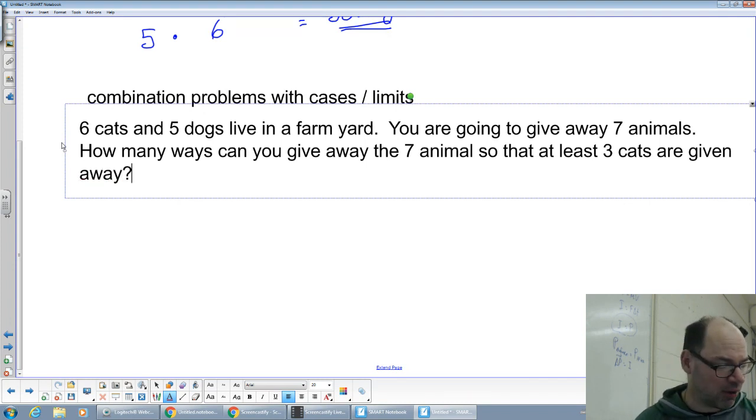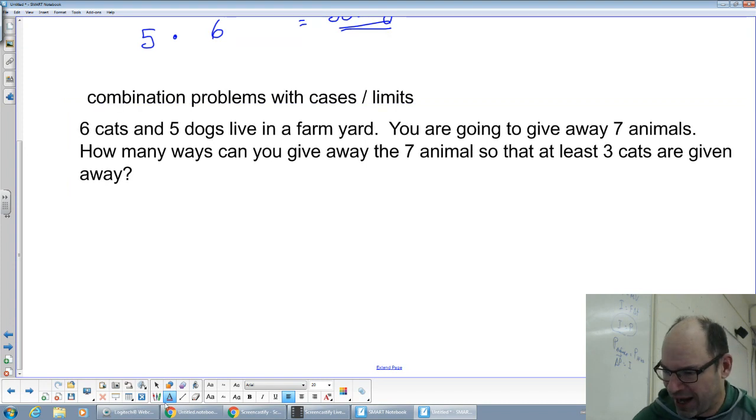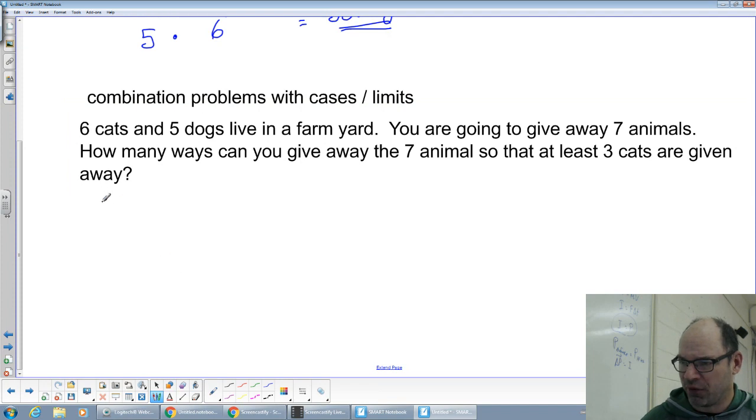Okay, so we have to think about the problem before we get started on it. So first thing we know is we've got a set of 11 animals and we're giving away 7. Okay, and the animals are dogs or cats. Okay, and we want to give away at least 3 cats. So at least 3 cats means that you can give away more than 3 cats. So let's look at all the particular cases that you can have. Okay, so let's just write them out.